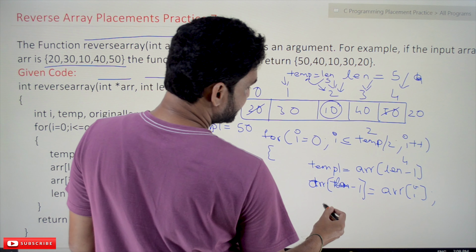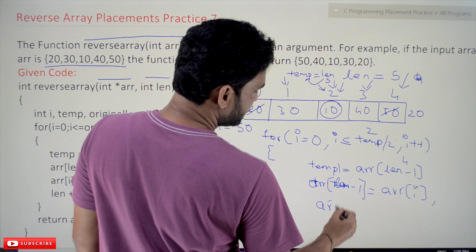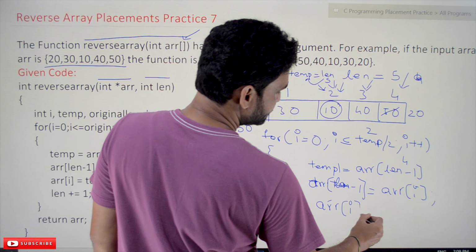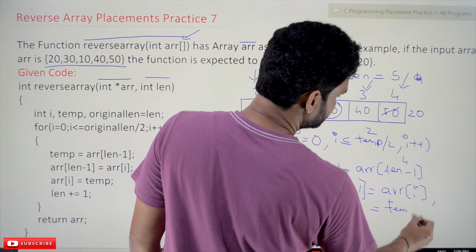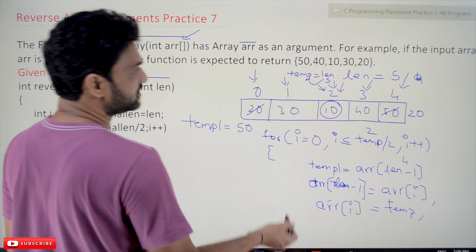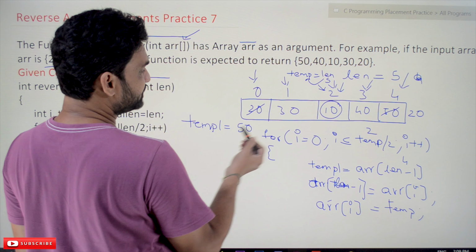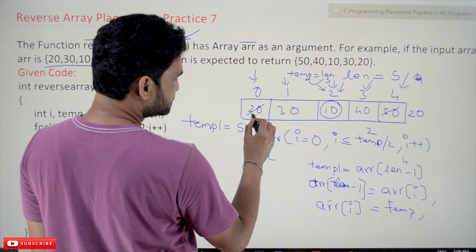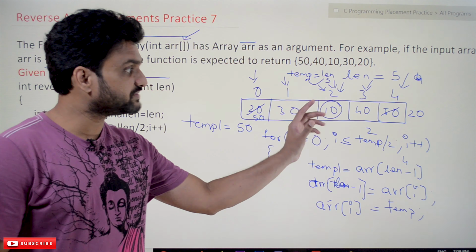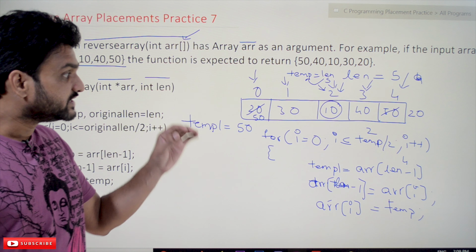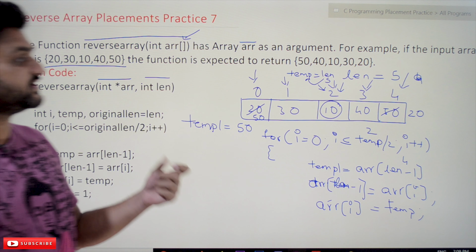So how it can be done? Array of I is equal to temp. So, just swapping logic, what is the value stored in temp? It is 50. So this place it is going to store with 50. Okay, so simply these two elements got swapped. Next what we have to do, so this is a very important point to understand.